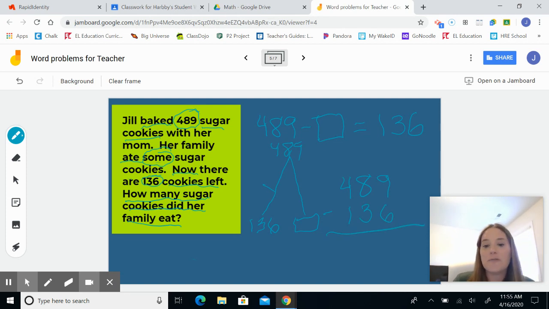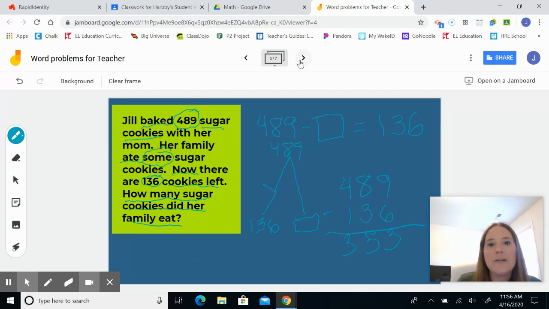All right, we always start subtracting in the ones. So 9 minus 6 is 3. 8 minus 3 is 5. And 4 minus 1 is 3. And you have 353 sugar cookies. Yeah, 353 sugar cookies are what her family ate. Sorry, I misspoke.